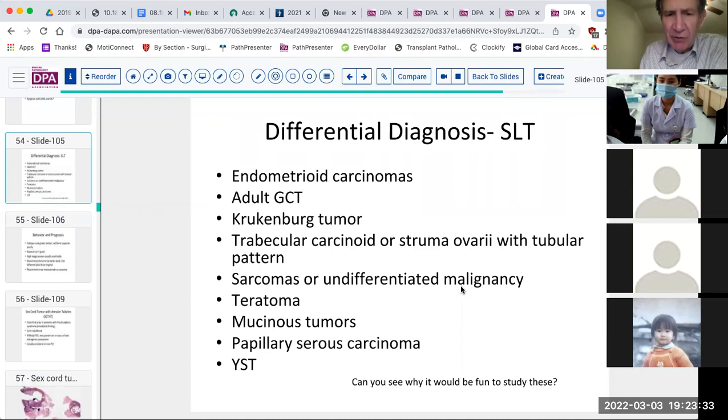For the poorly differentiated Sertoli-Leydig cell tumors, sarcomas or undifferentiated malignancy can look like that in some circumstances. And if you have an abundance of heterologous elements, you might even think about teratoma, especially if you have an abundance of the heterologous elements and only a minor component of the Sertoli-Leydig tumor. So as I say at the bottom, you see why it's so fun to study these cases, because this is such a broad array: germ cell tumors, teratomas, yolk sac, carcinomas of different types, other stromal tumors, metastases. It's just quite a diverse picture of tumors.